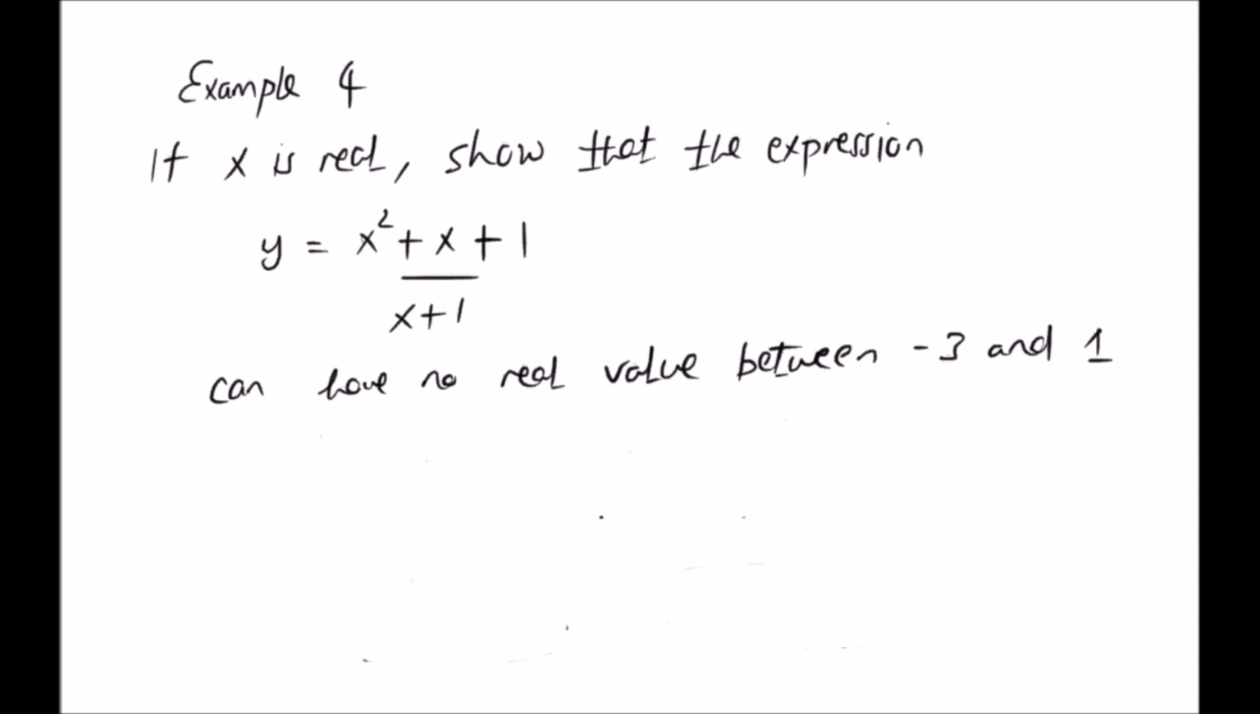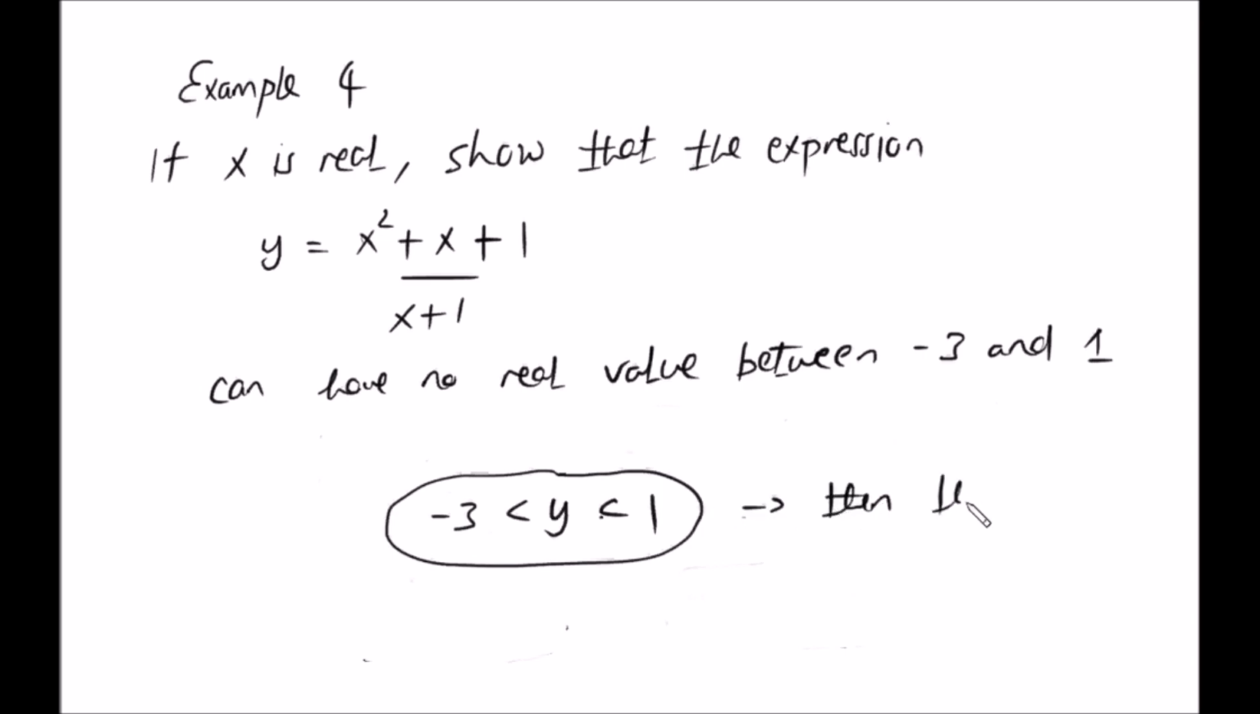Anasema if x is real, show that the expression y is equal to x squared plus x plus 1 over x plus 1 can have no real values between negative 3 and 1. So anasema hivi ni kwamba if y is between negative 3 and 1 hivi, then the expression above or the equation above won't have real values. You see, hii pia ni quadratic, eh? Let me write in a fresh page.